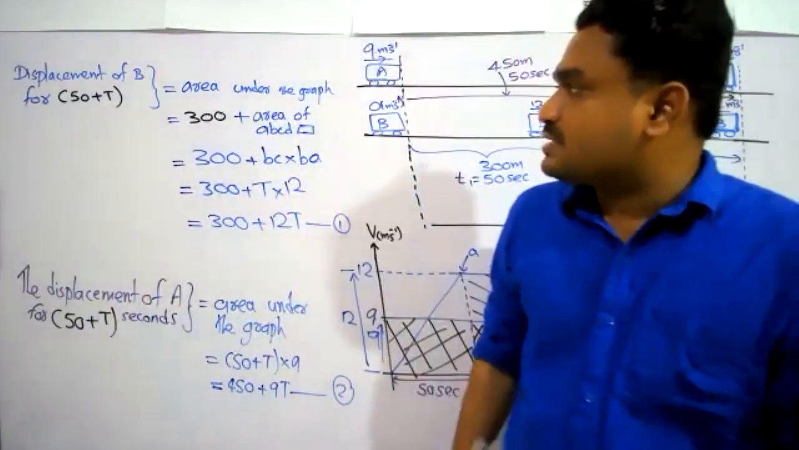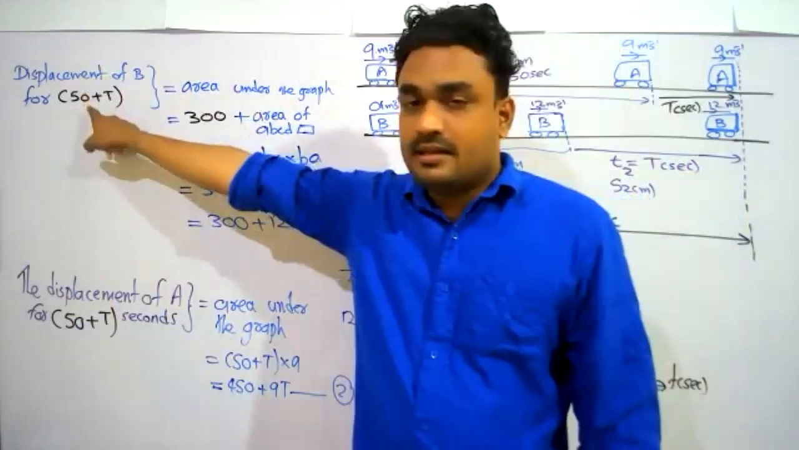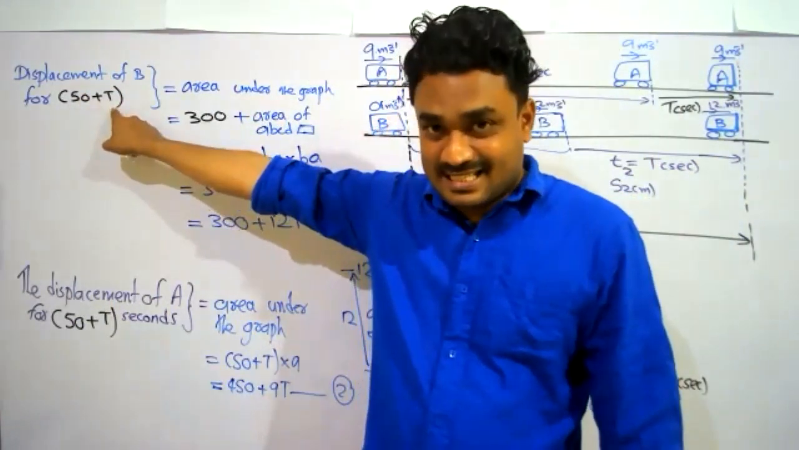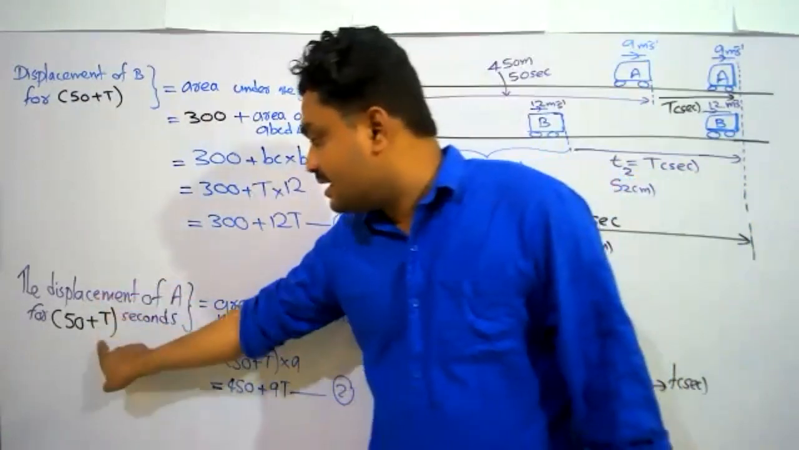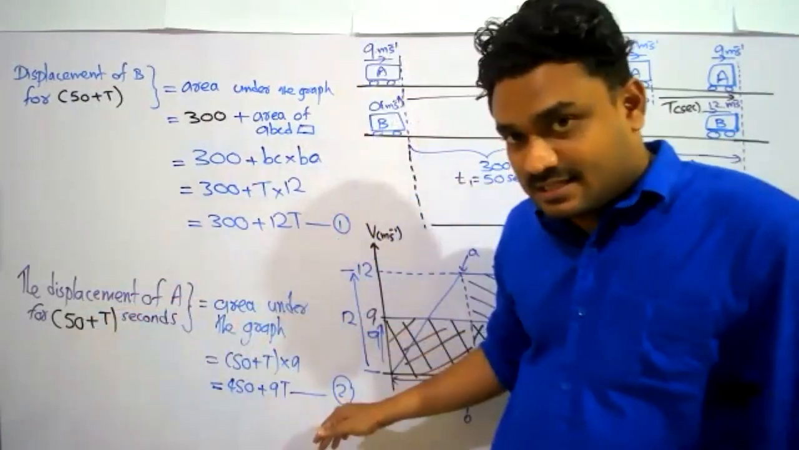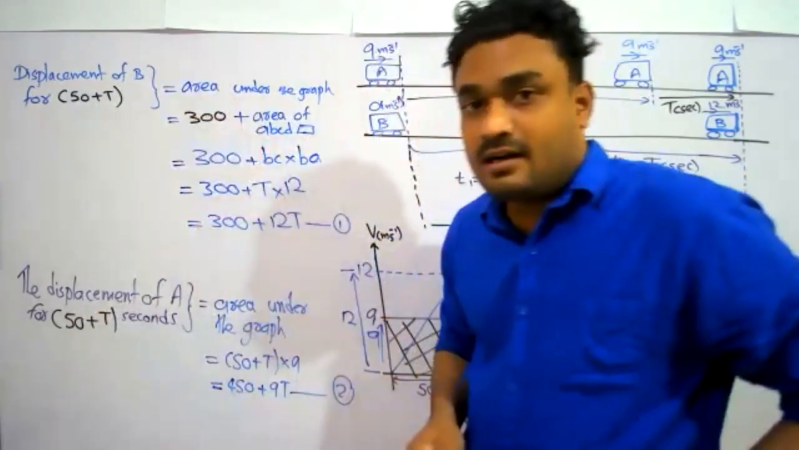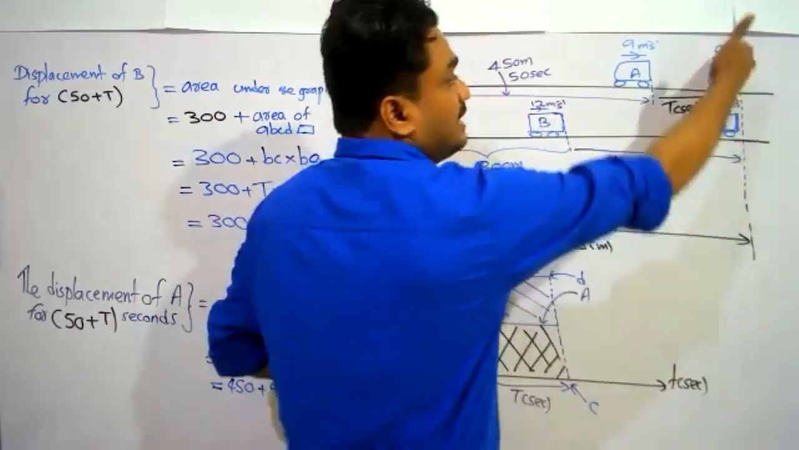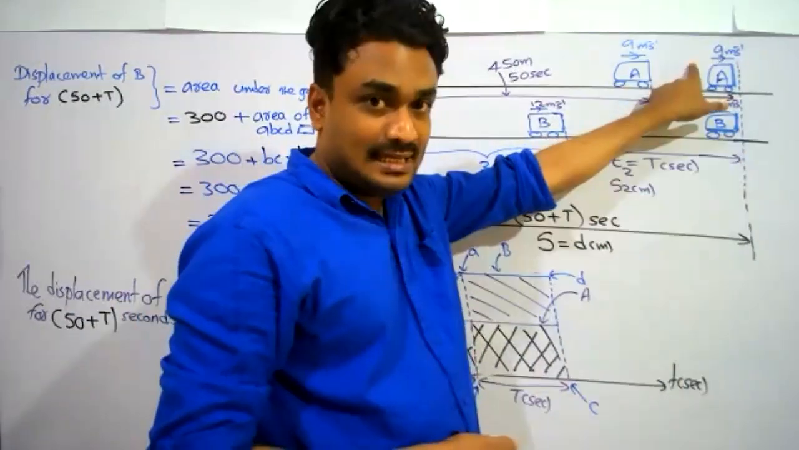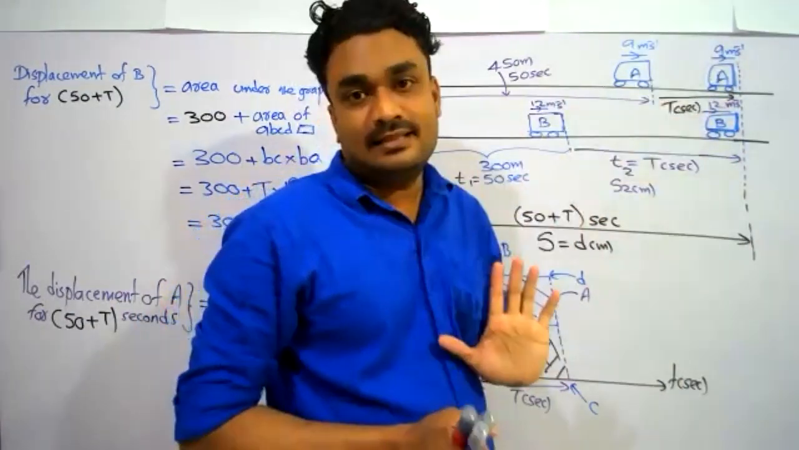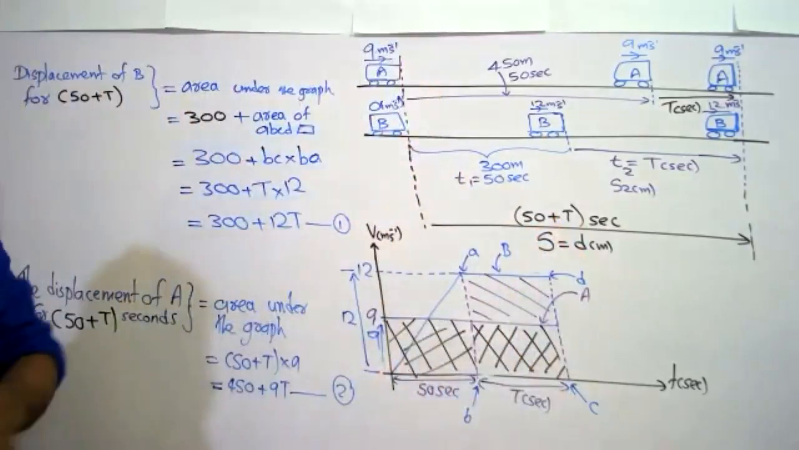We have found the displacement of vehicle B within the time duration of 50 plus capital T seconds, and we have found the displacement of vehicle A within the same time duration of 50 plus capital T seconds. At the end of these 50 plus capital T seconds, both vehicles are displaced, but B has a larger velocity than A, therefore B will overtake A. That's the story. Write them all here quick.